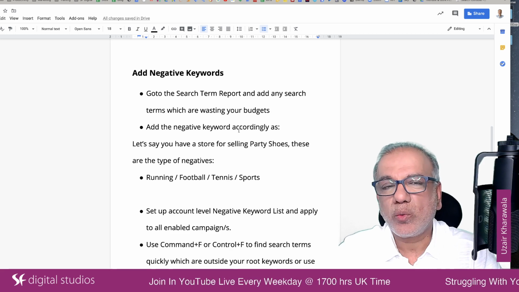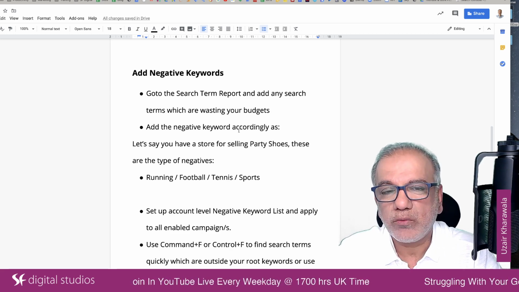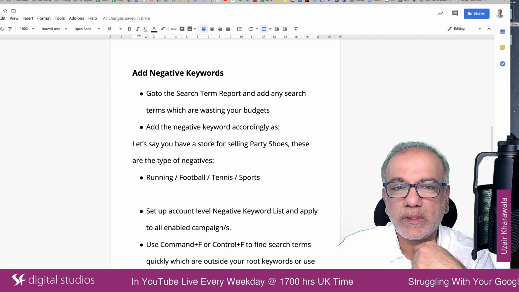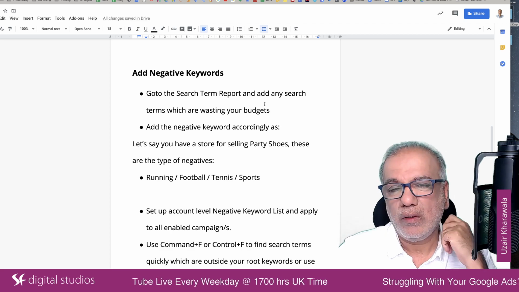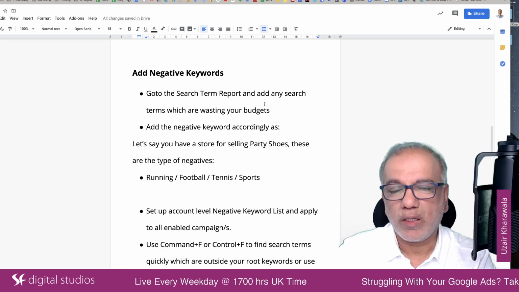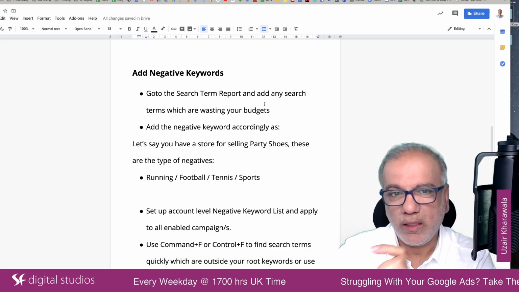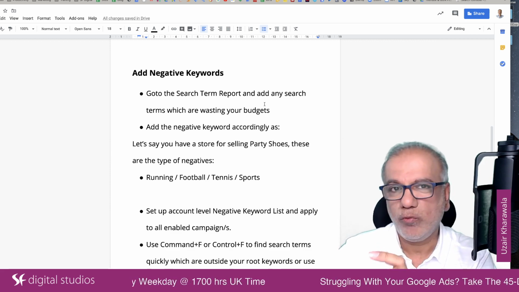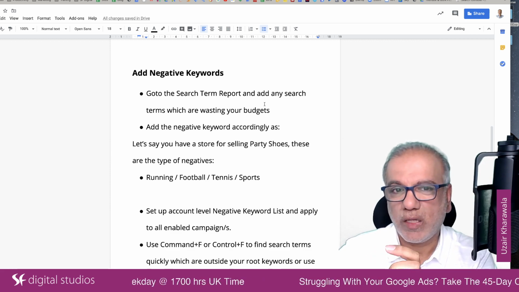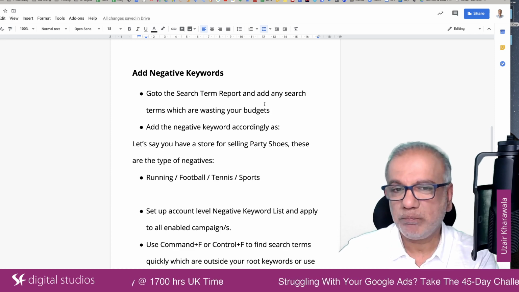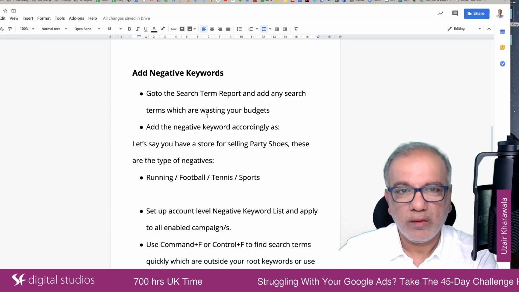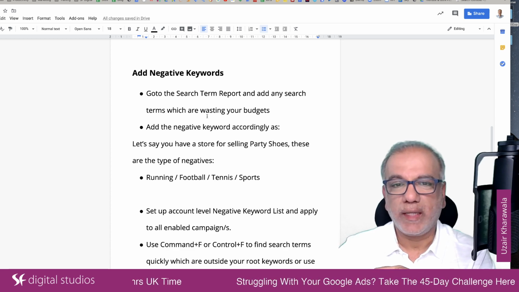So if you don't know how to find negative keywords, what you do is you go to your keywords tab and then go to your search term report. Have a look at which terms are triggering your ads, and if you find any search terms which are not relevant to you or your business, you put them in your negative list.